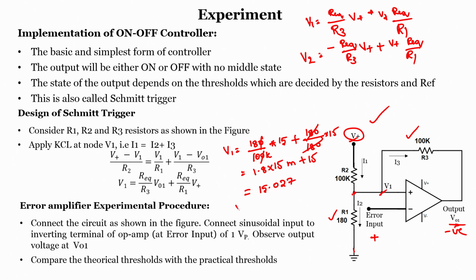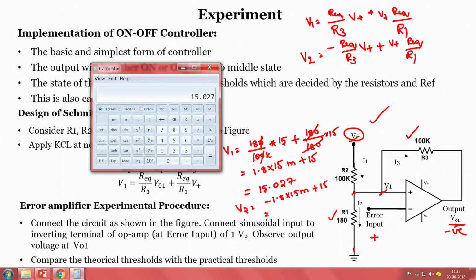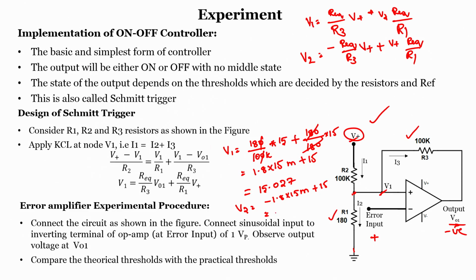What about the other one? V2, so minus 1.8 into 15 milli plus 15. So this will be 15 minus 1.8 into 0.015, 15 milli. So which is 14.973. So these are the two thresholds in this case.